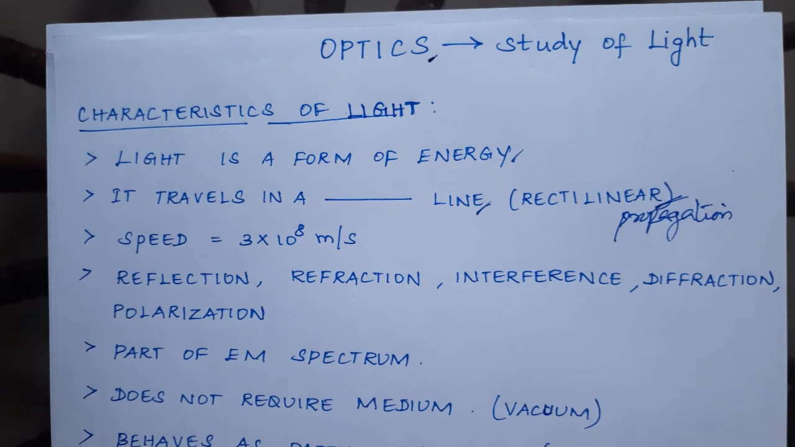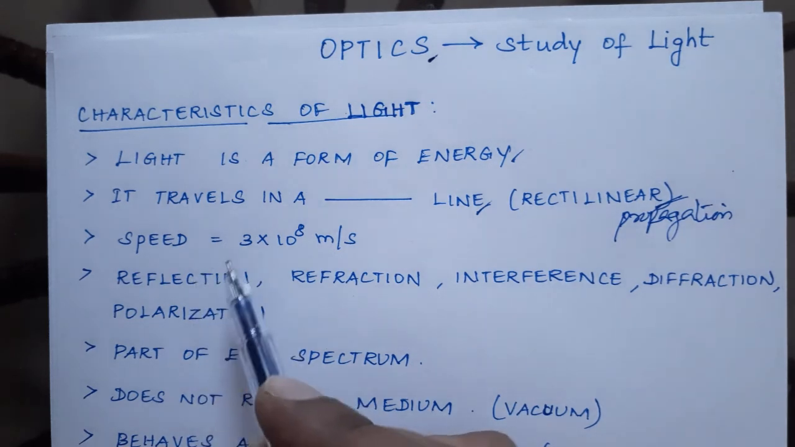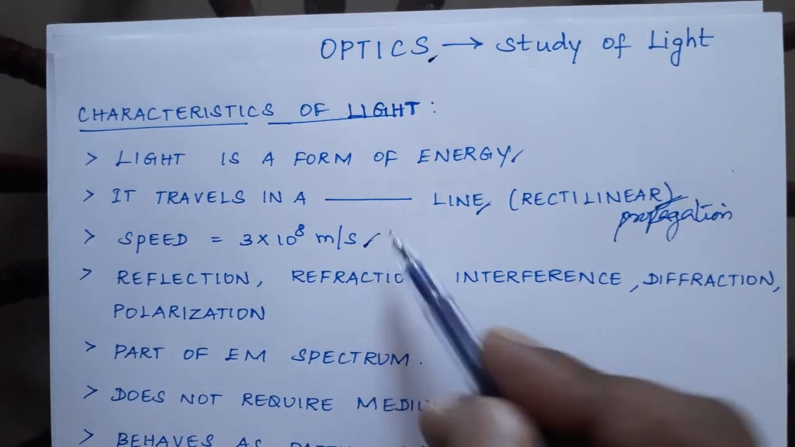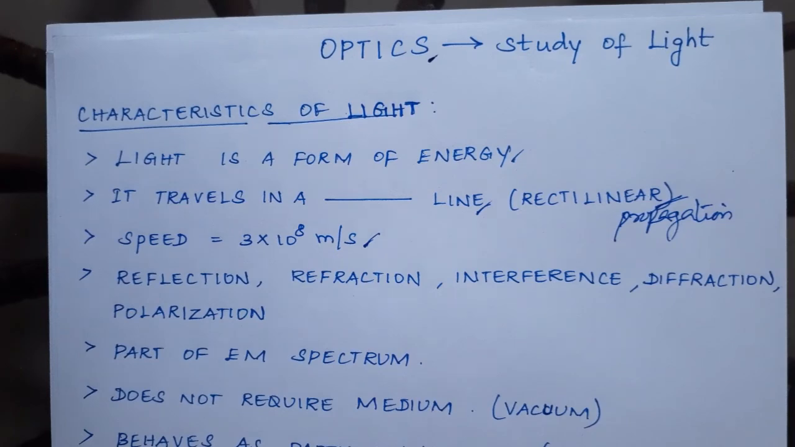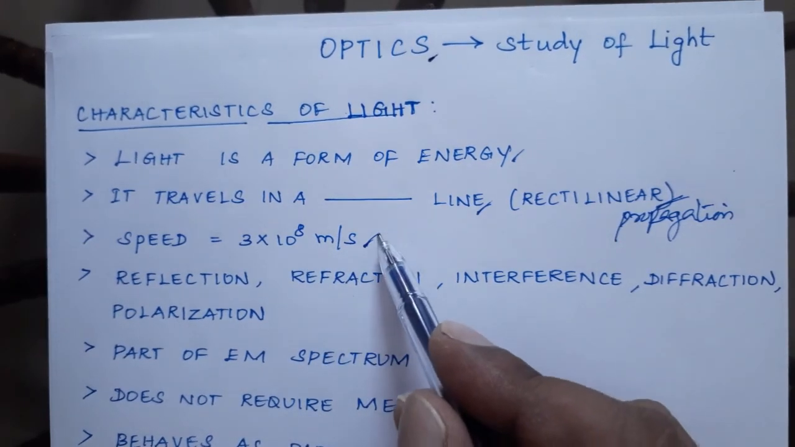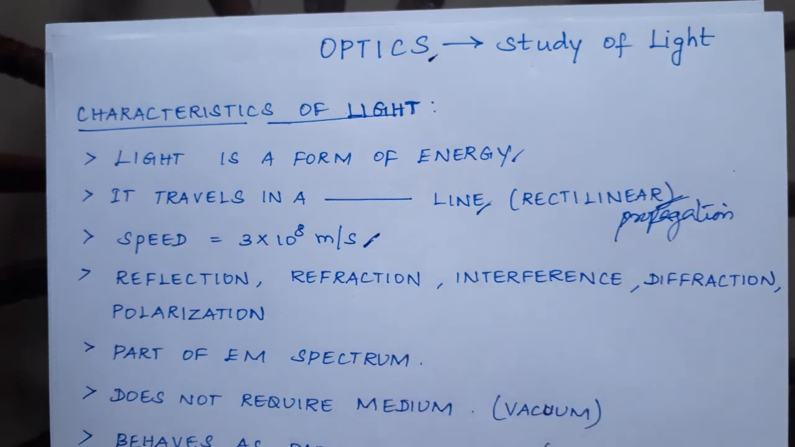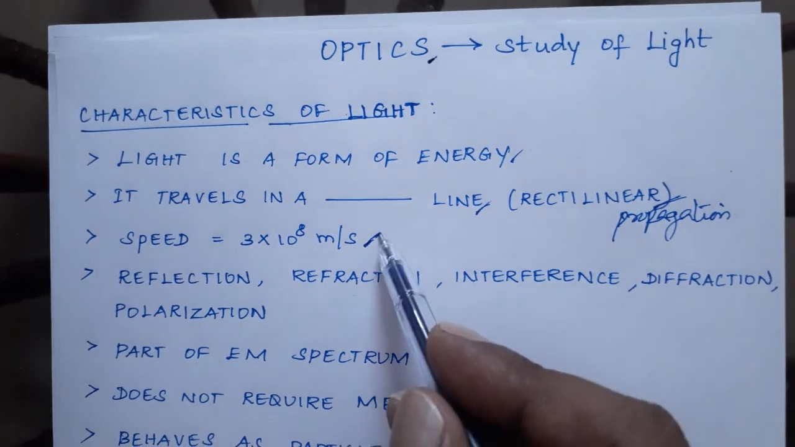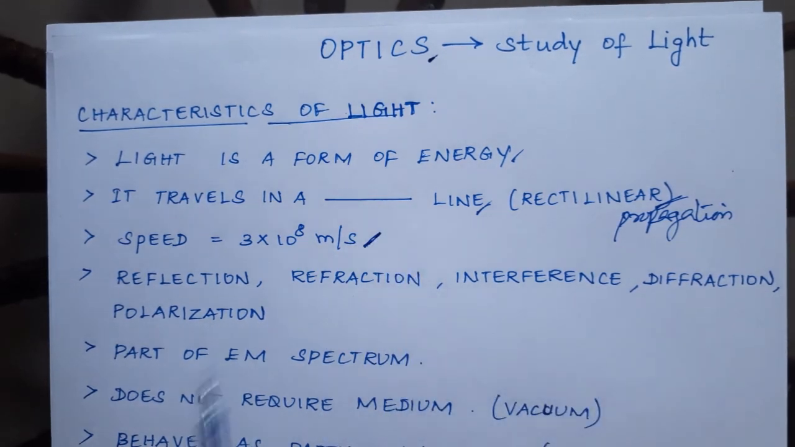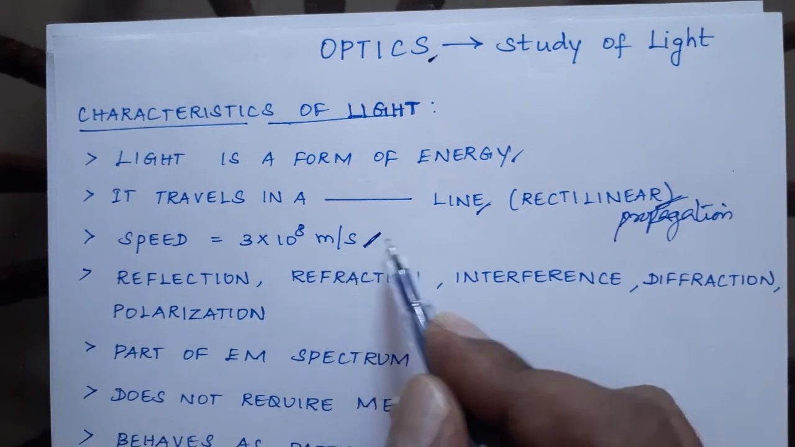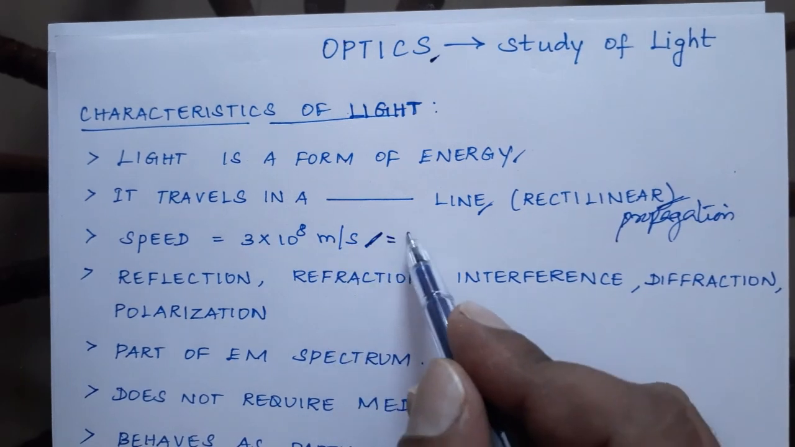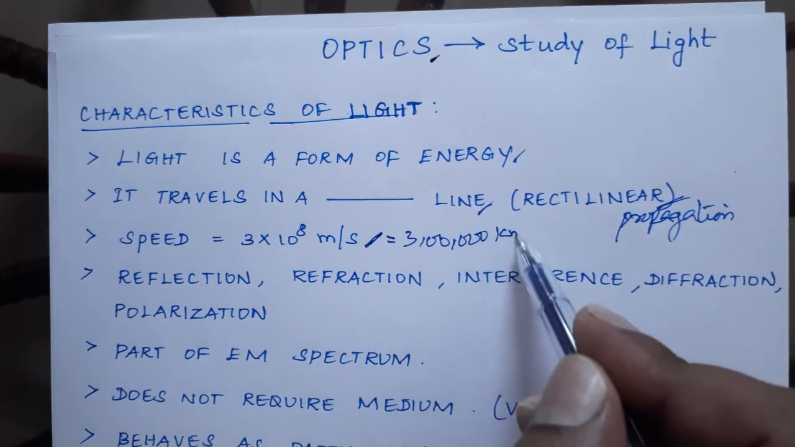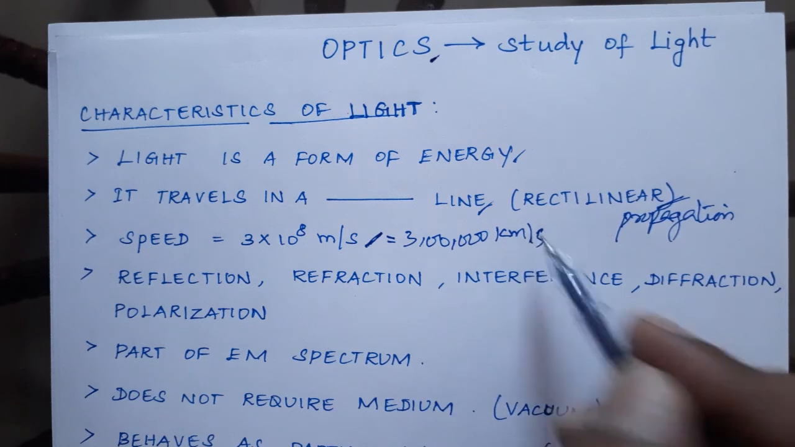Now, the velocity or speed with which light travels is 3 × 10^8 meter per second in vacuum. In a medium, its speed or velocity differs, right? This 3 × 10^8 meter per second is equivalent to 3 lakh kilometers per second. Just imagine the speed of light.